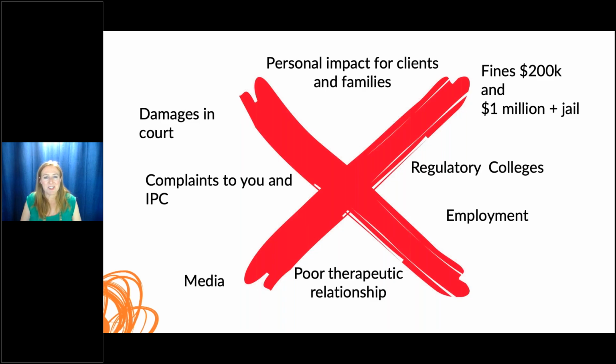To the left, so what about complaints? Complaints can come directly to you. Your patients can make a complaint to you, but they can also go to the Information and Privacy Commissioner of Ontario and get a resolution there. Go to the other side, regulatory colleges. Patients can also make complaints to regulatory colleges, and we do see in many different colleges that there have been license suspensions for serious privacy breaches. So that is something to be mindful of.